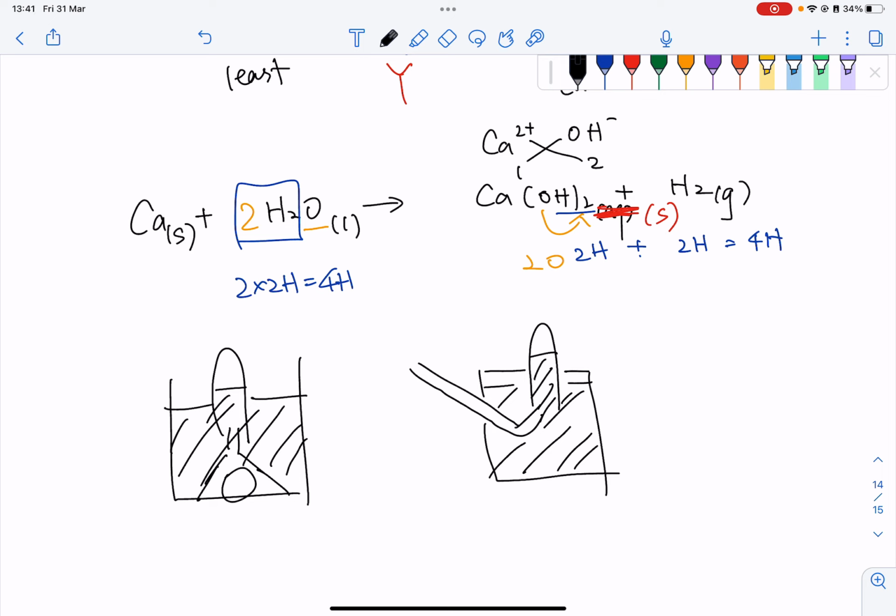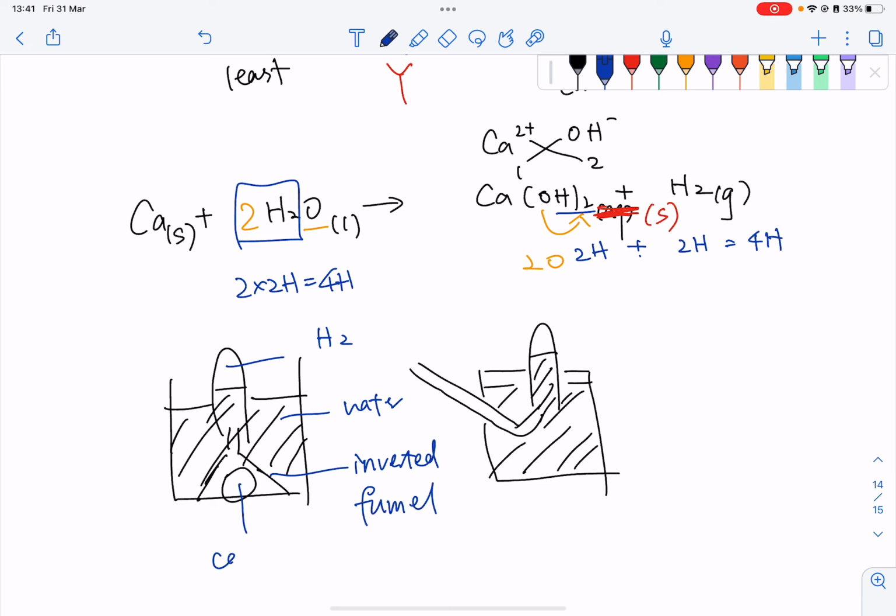And then go back for part C. It asks us to suggest names for W and Y. Oh, sorry, it's a labelled diagram, so please label those apparatus. So for example, there will be hydrogen gas, and this one will be water. And here is the inverted funnel. And the bottom part will be calcium, right? So for a labelled diagram, don't forget the labels.